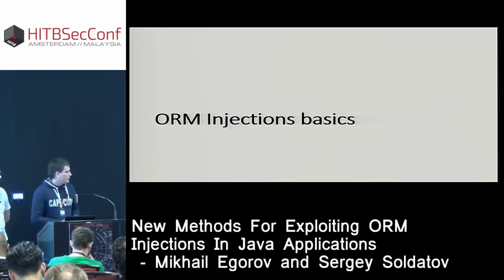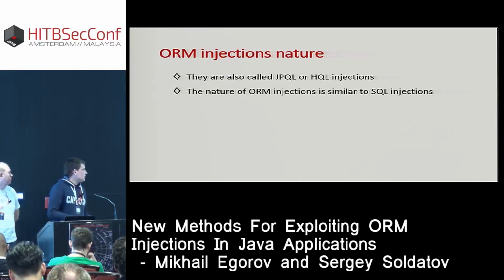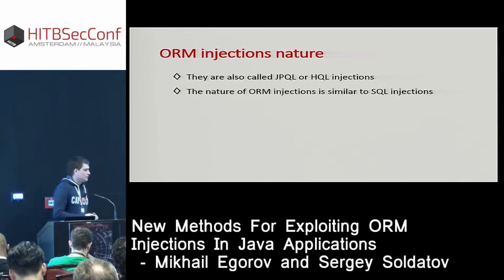I want to explain briefly what an ORM injection vulnerability is and what limitations exist for its exploitation. We can also name ORM injections JPQL injections or HQL injections when we talk about Hibernate ORM. And we can say that ORM injections are similar to classic SQL injections in how they look in the source code of the application.